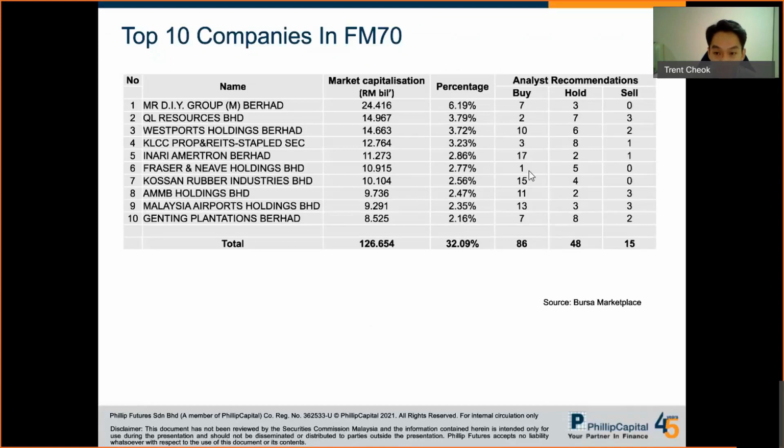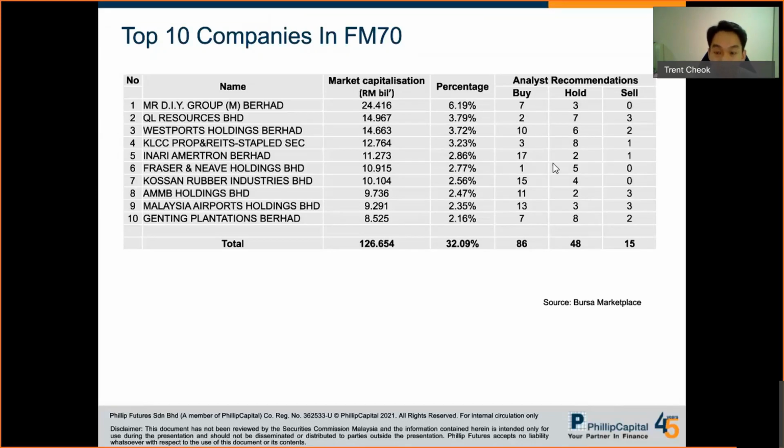If you want to know how I got this analyst recommendation on the right-hand last three columns here, buy, hold, and sell, you can go to Bursa Marketplace. Then you type in the company name, let's say for example, Mr. DIY. You type Mr. DIY at Bursa Marketplace, then you go to a section called analyst recommendation. Inside there, they provide analyst recommendations from various research houses, and from there you can see the overall analyst recommendation.